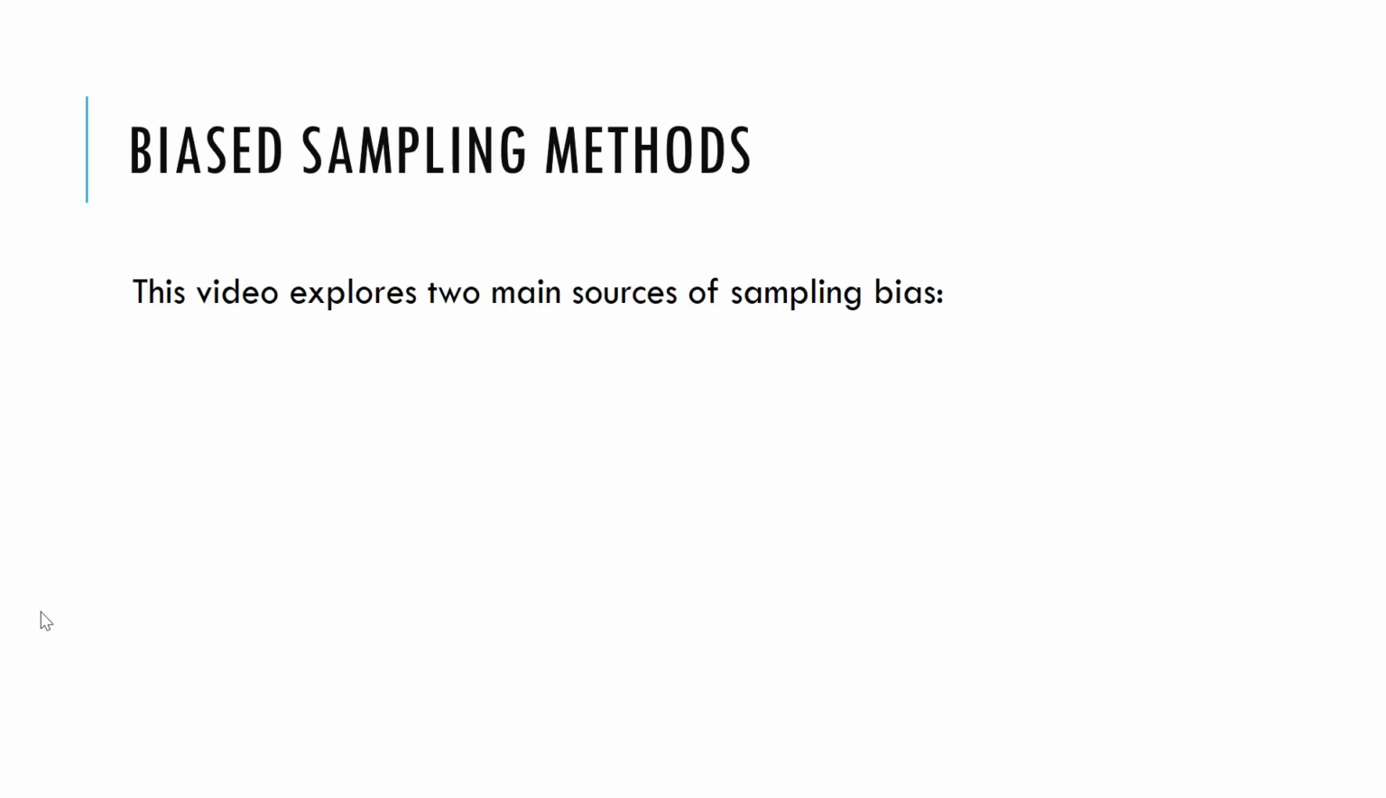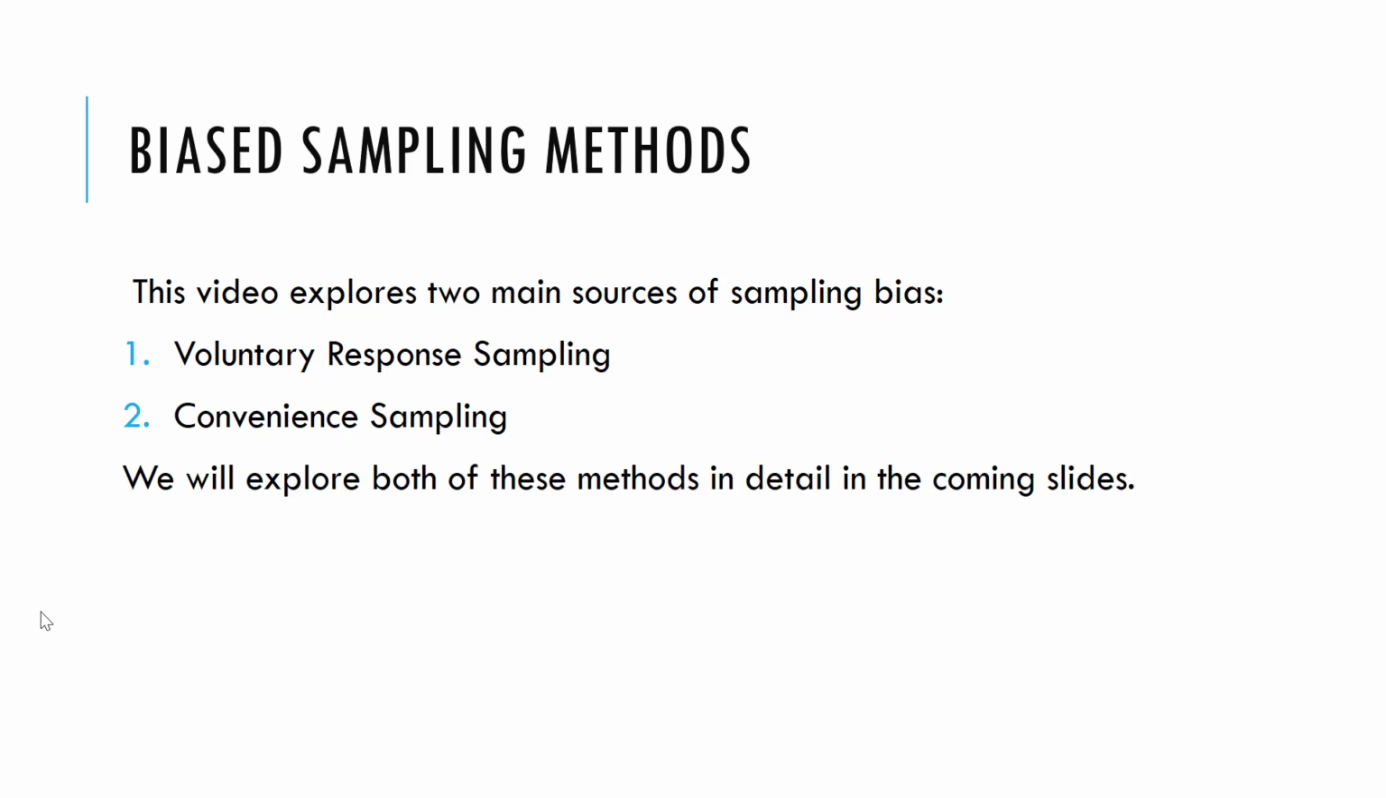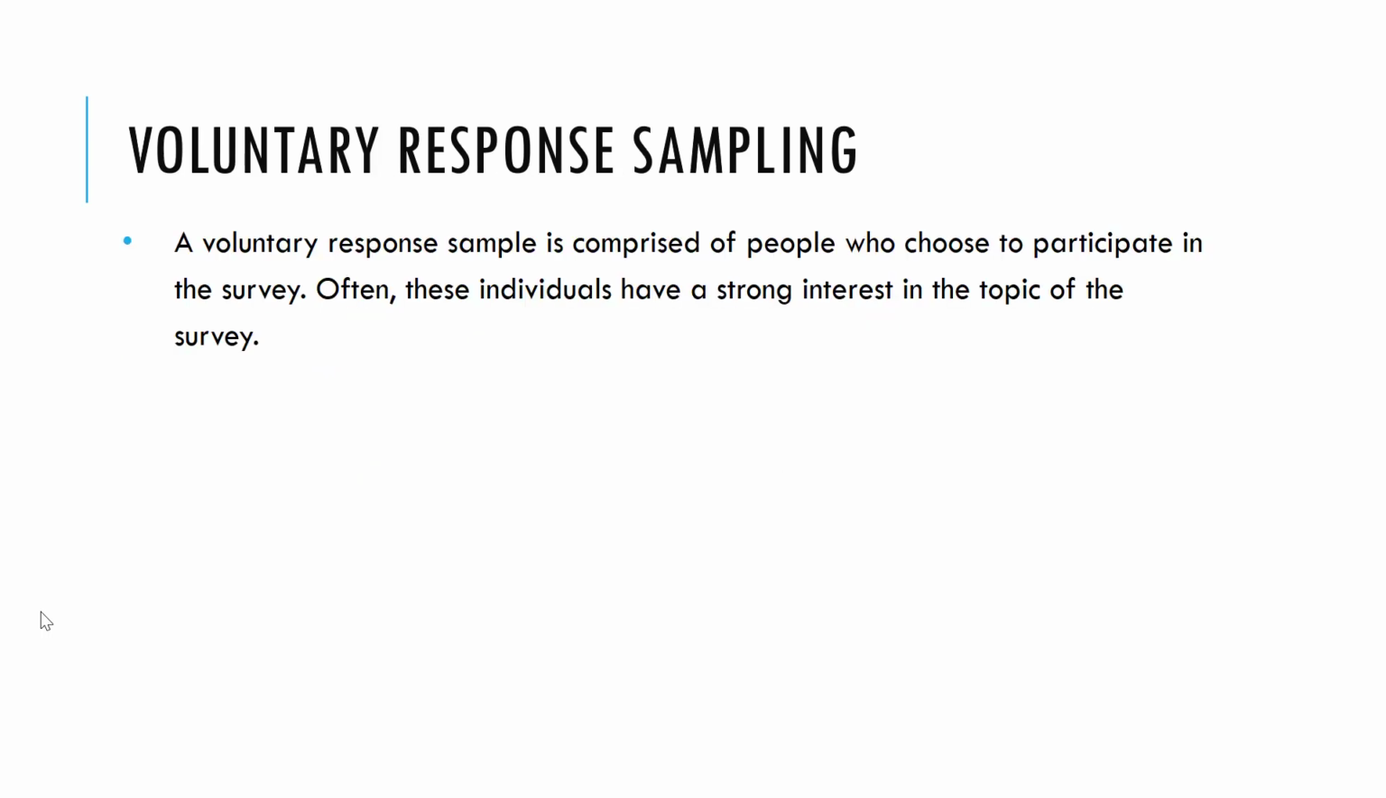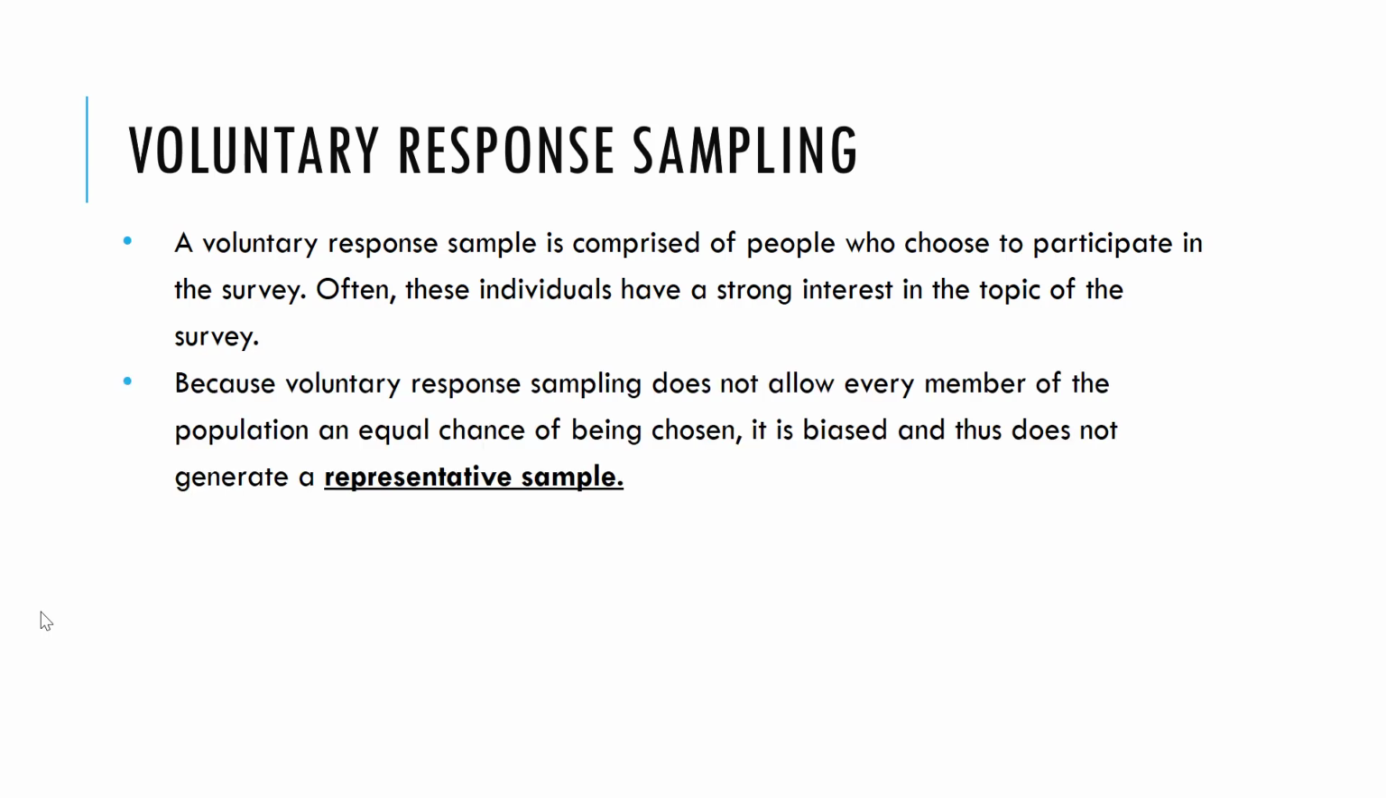Biased sampling methods. This video explores two main sources of sampling bias: voluntary response sampling and convenience sampling. We will explore both of these methods in detail in the coming slides. Voluntary response sampling. A voluntary response sample is comprised of people who choose to participate in a survey. Often, these individuals have a strong interest in the topic of the survey. Because voluntary response sampling does not allow every member of the population an equal chance of being chosen, it is biased and thus does not generate a representative sample.